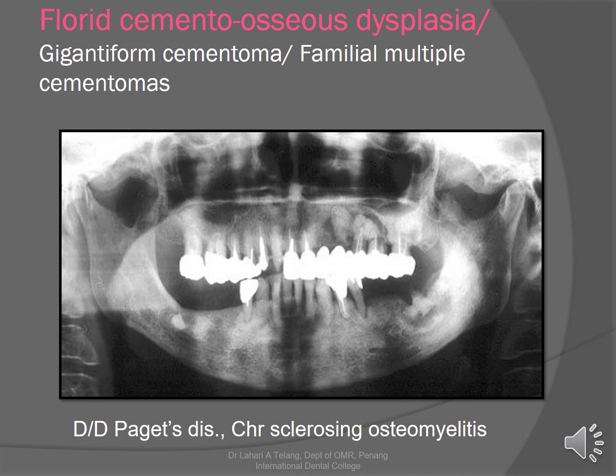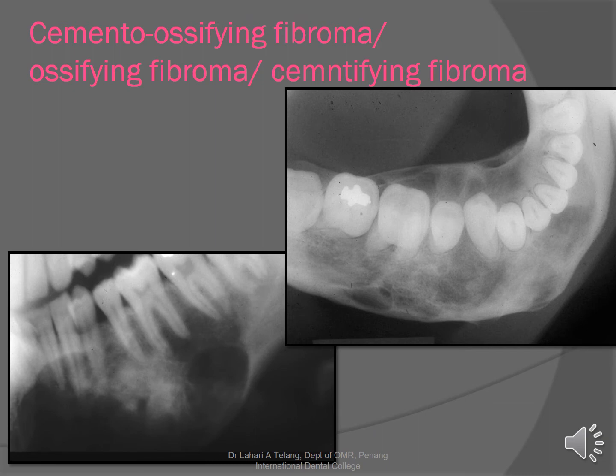more generalized. So in this panoramic view that you're seeing here, you will see that both maxilla and mandible have these unexplained radiopacities surrounded by radiolucency, and a mixed radiopaque radiolucent image is seen. So the differential diagnosis would be gigantiform cementoma, familial multiple cementomas. The other names for this disease are gigantiform cementoma and familial multiple cementomas, and the differential diagnosis is Paget's disease, chronic sclerosing osteomyelitis. Yes, moving on, cemento-osseous fibroma, ossifying fibroma, and cementifying fibroma.